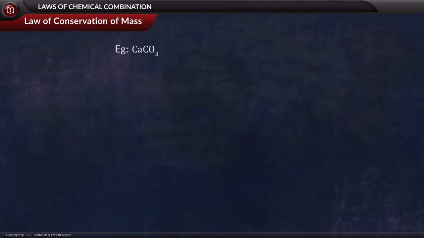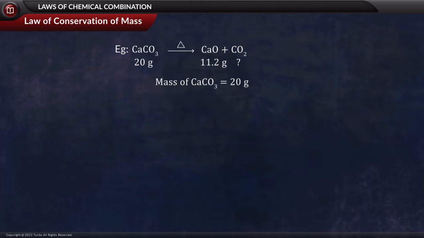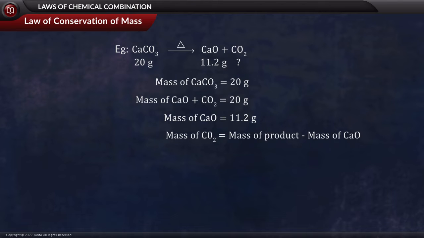For example, CaCO3 on heating forms CaO plus CO2. If CaCO3 is taken in 20 grams, it forms 11.2 grams of CaO. Then the amount of CO2 formed will be obtained by applying the concept of the law of chemical combination. As the mass of CaCO3 is 20 grams, the mass of CO2 will be the total mass of product formed minus the mass of CaO, which is equal to 20 minus 11.2, which is equal to 8.8 grams.